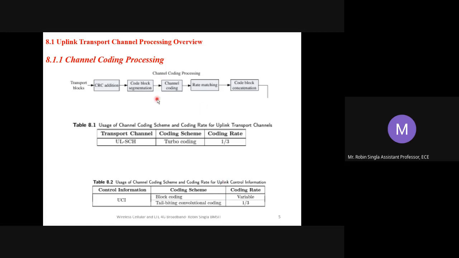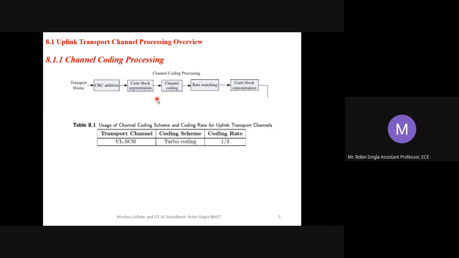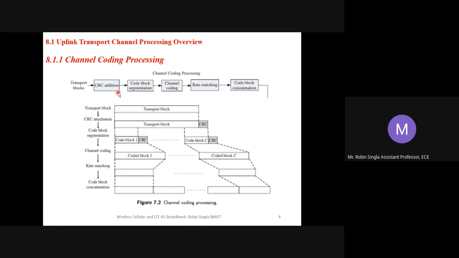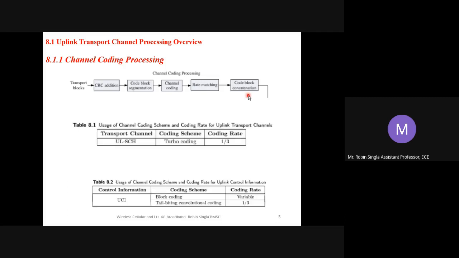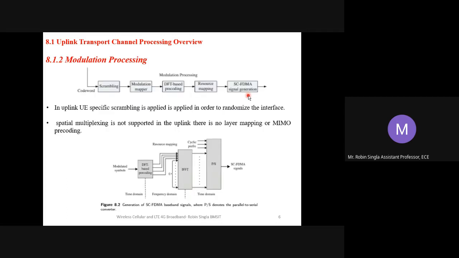Okay, so this is your channel coding processing. You just have to remember these 5 steps, which are common: CRC addition, code block segmentation, channel coding, rate matching, and code block concatenation. Then modulation processing.